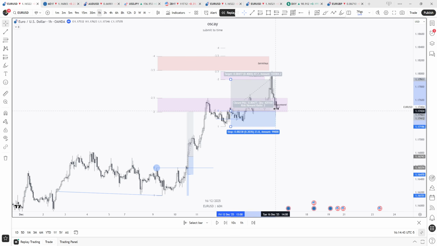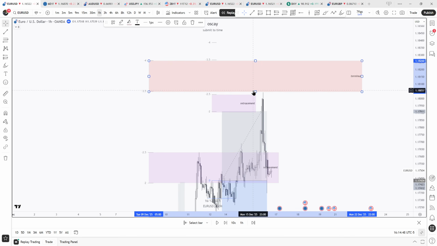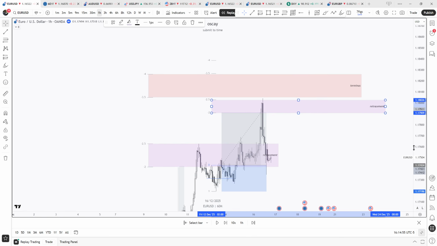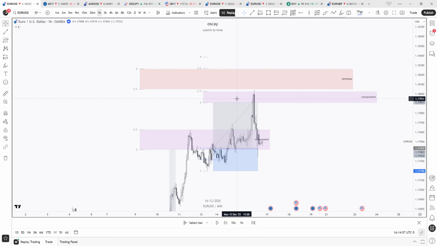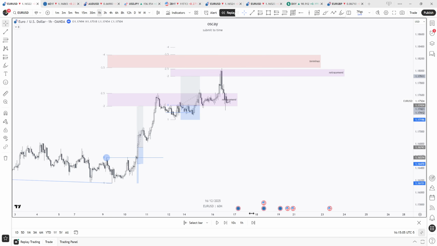And that's just beautiful. Now, did it reach our terminus? That's tough. It didn't. Maybe it did on another broker. On this one, it didn't, by a miniature pip, but we have our other retracement leg, which it beautifully tapped into, delivered a beautiful trade. And now we can see if this is going to be a full-on reversal or not.